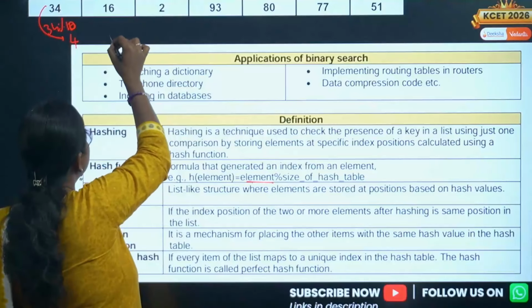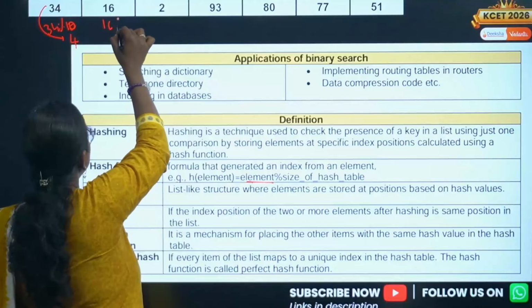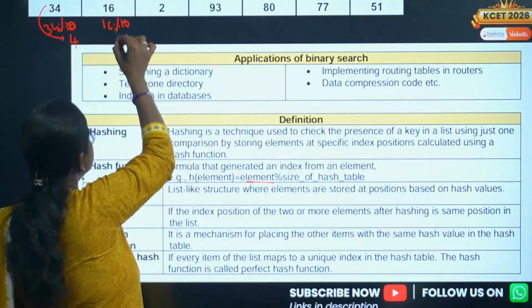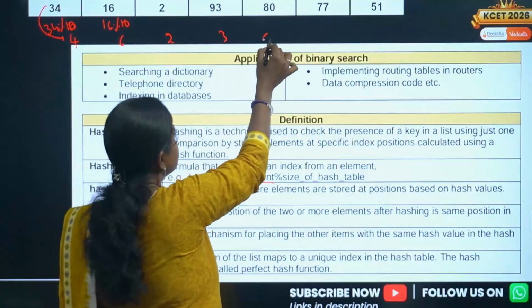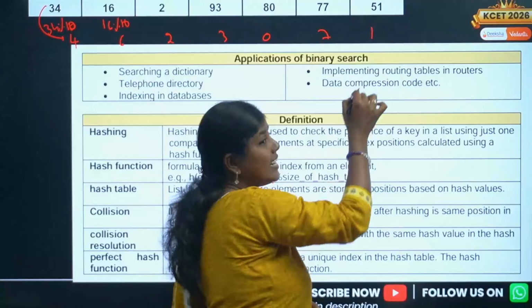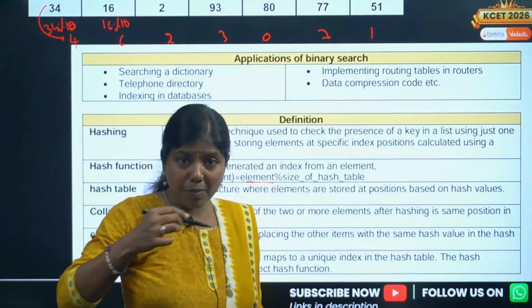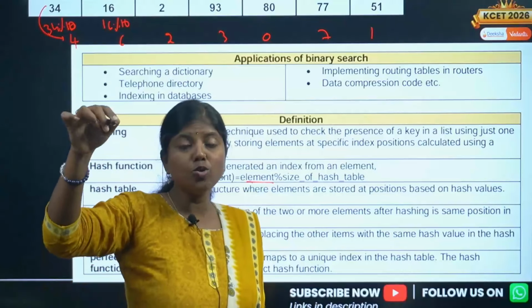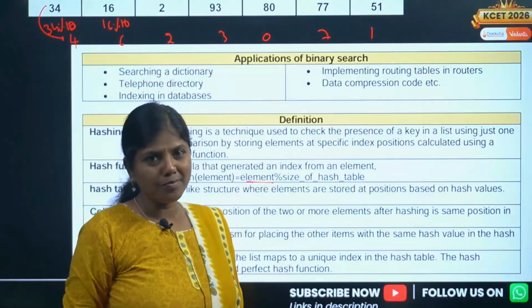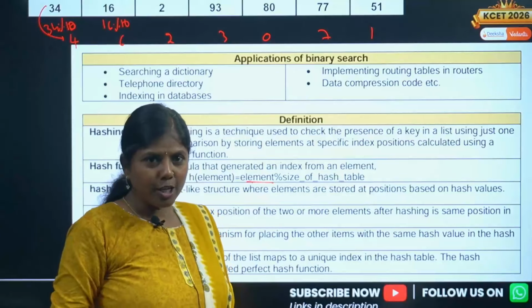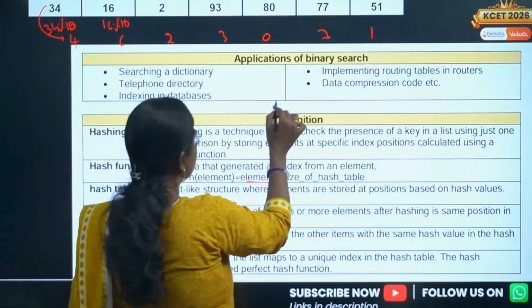And 16 modulus 10 is 6, so 16 will be stored at index 6. Similarly the others will be stored at 2, 3, 0, 7, 1. Like this, the respective list elements will be stored at the index found by the hash function. Is the point clear? So that means we have a separate hash table here.